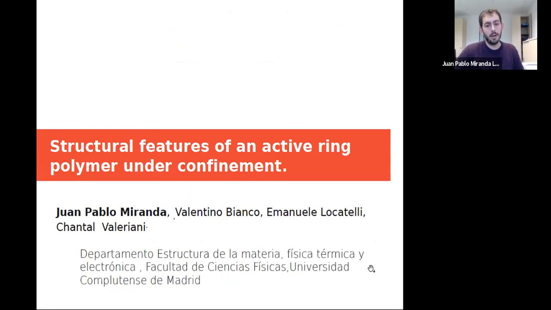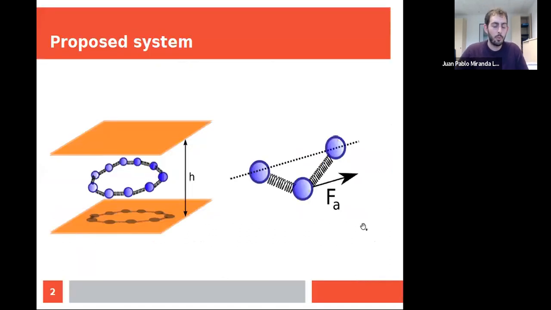I'm working with Chantal Valerian and Valentino Blanco at the Complutense University. This is about my master thesis, and we are studying the structural features of an active ring polymer under confinement. We propose a system consisting of a Brownian polymer whose activity is implemented parallel to the skeleton of the polymer, along the next neighbors, and this polymer is confined between two parallel plates. This is a theoretical system, so we have studied the Langevin dynamics by computer simulation using LAMMPS.